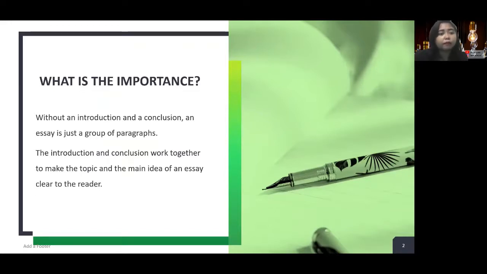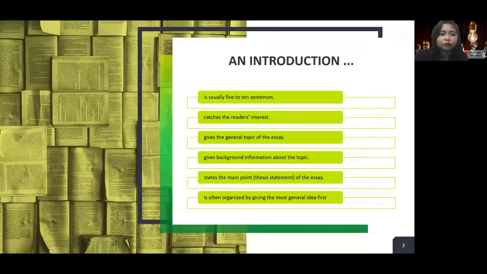It is because without an introduction and a conclusion, an essay is just a group of paragraphs. The introduction and conclusion work together to make the topic and the main idea of an essay clear to the reader, because these two paragraphs explain the main idea of an essay. So that's why the introduction and conclusion are really important in an essay. We need to talk about this specifically.